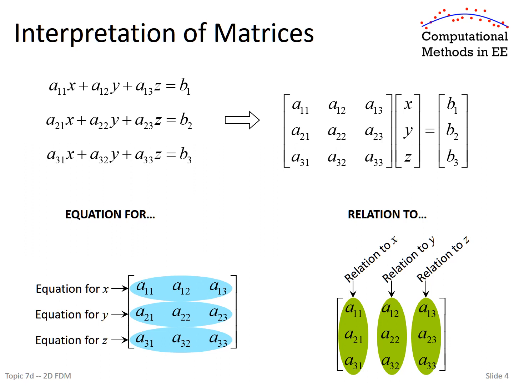Last, the columns. The first column will be the relation to x, second column relation to y, and the third column relation to z. So we could pick a parameter, a23. This parameter is residing in the equation for y and describes how y is related to z. And we could do this for each parameter in that matrix.